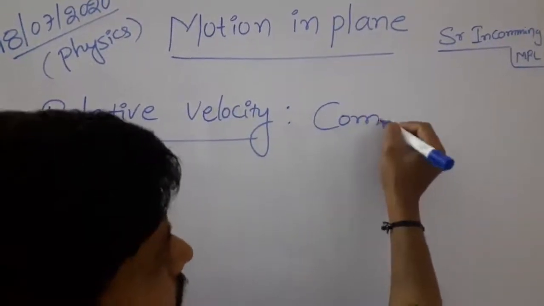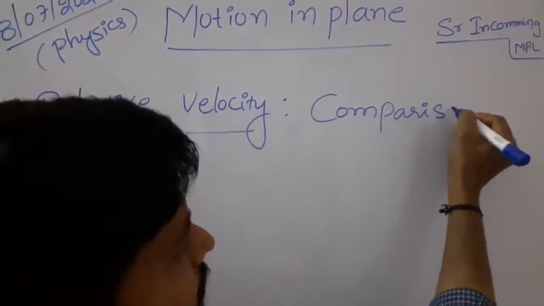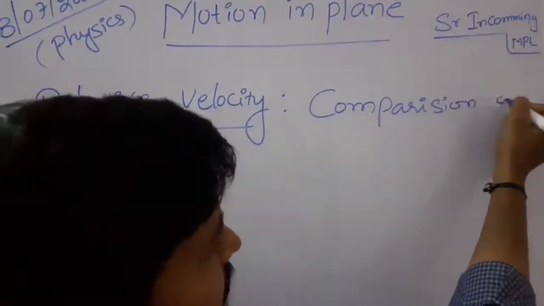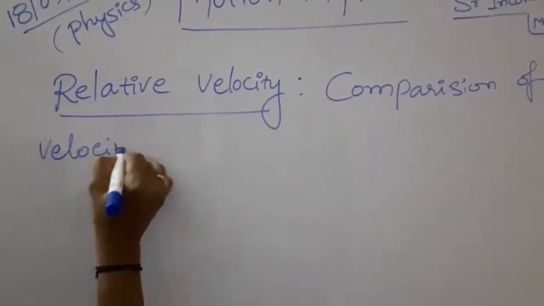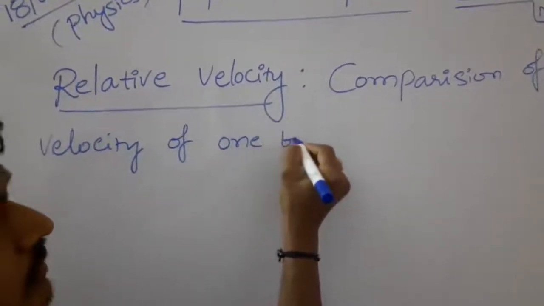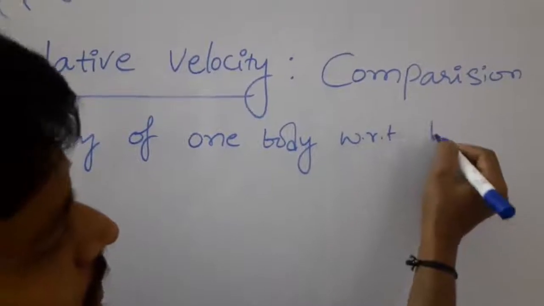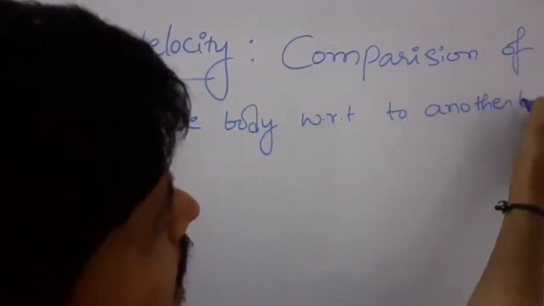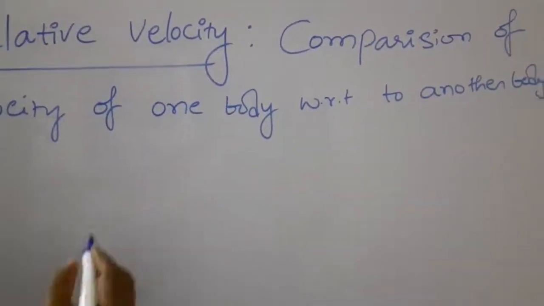So it is called relative velocity: comparison of the velocity of one body with respect to another body. So it is called as relative velocity.